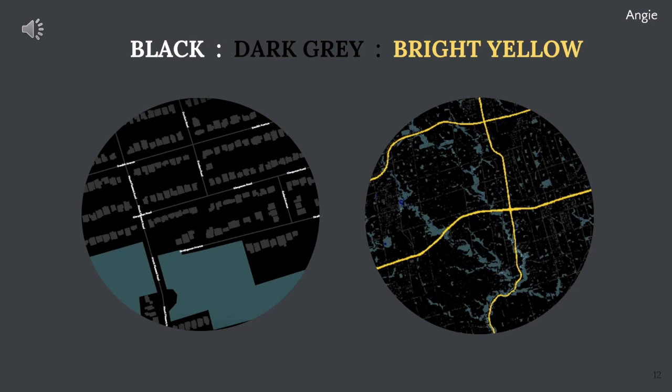Given the reasons I just talked about, we decided to use black for background, dark gray for minor roads as well as buildings. These two colors make up the majority of this map. In contrast, bright yellow is used to highlight highways, which can help people easily orientate themselves when they are looking at the map.